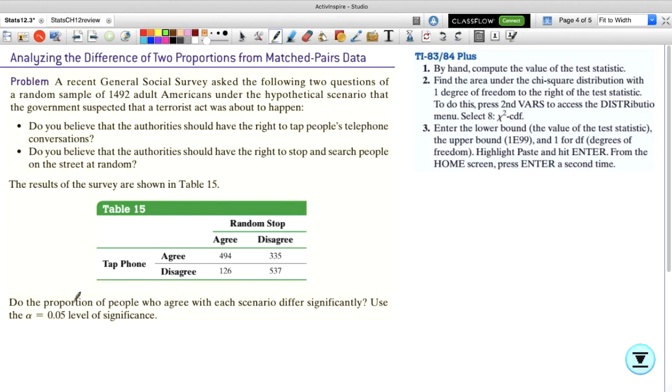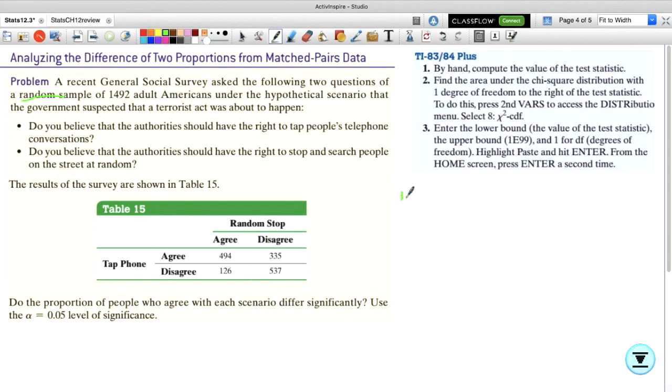So they're asking you, do the proportion of people who agree with each scenario differ significantly. This is letting you know you're dealing with a proportion. Use a 0.05 level of significance. So we see here that it's the same people in both groups. They say that these people were selected randomly.